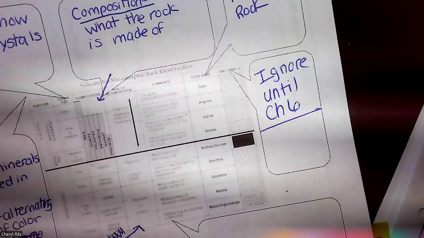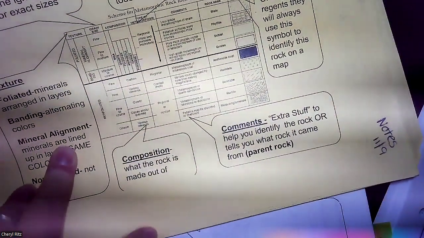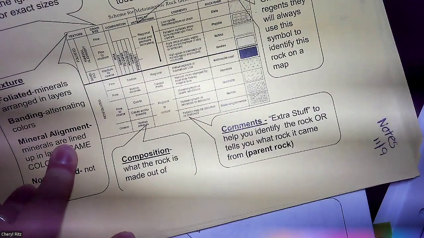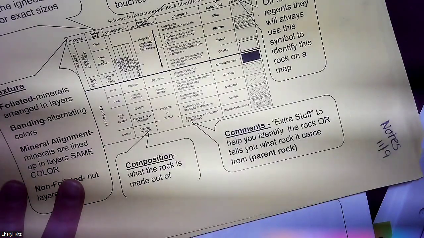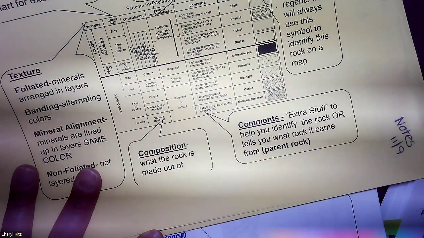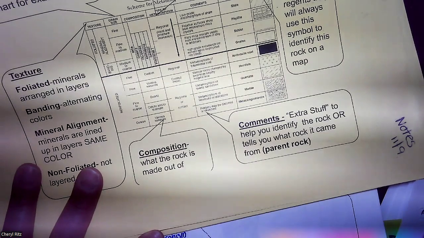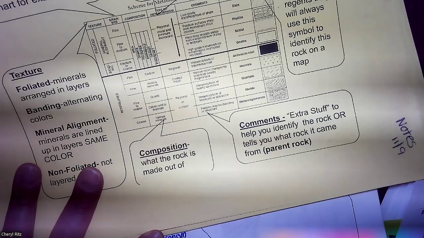The last one is the comment section. This tells you some extra stuff about the rock that might help you identify it, or it tells you what the rock came from. In other words, it's called the parent rock. You know you came from your parents, right? I'm not getting into details, not my class. So the parents are what the rock was before it got changed.